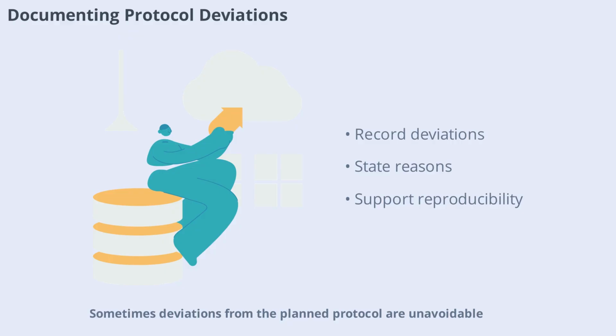Sometimes, deviations from the planned protocol are unavoidable. Document any changes or unexpected events during data collection along with their reasons. Transparent documentation helps interpret results accurately and supports reproducibility in future studies.